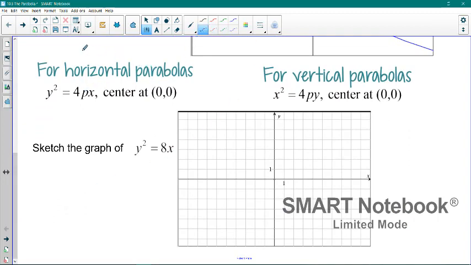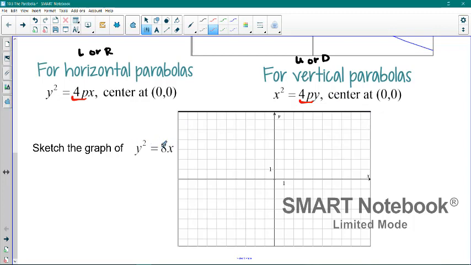For horizontal parabolas, meaning ones that open left or right, the standard form of the equation is y squared equals 4px. So whatever the coefficient of x is, that's 4p. Notice in parabolas you only have one squared term, and that squared term is by itself and everything else is on the other side. For vertical parabolas, ones that open up or down, the x is the one that is squared, and it's going to be equal to 4py. Again, we see this 4p as the coefficient of the linear part of the equation.